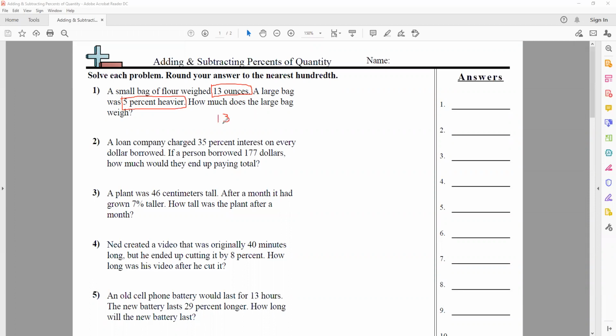So 13. What operations do you have to do to find out 5% of that 13 ounces? What is 5% of 13 ounces? How do you find that? I don't know. Okay, what if I change it to 15%? How do you find 15% of 13 ounces? Divide by 3? Divide by 2, 50%.